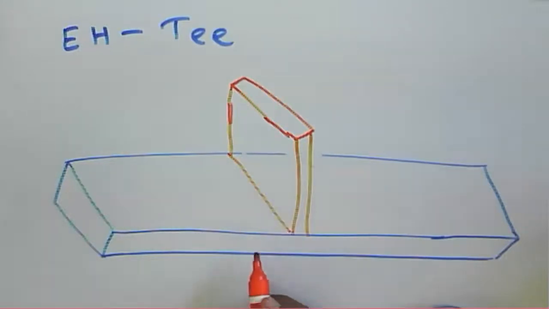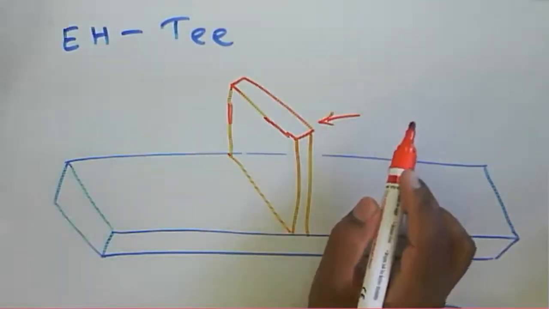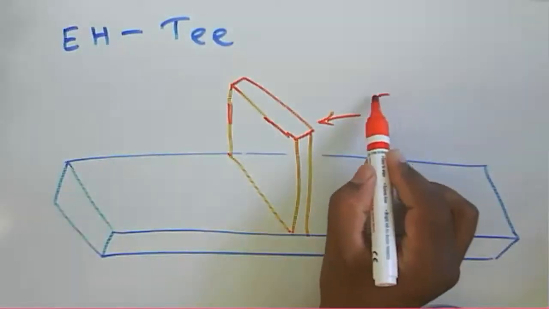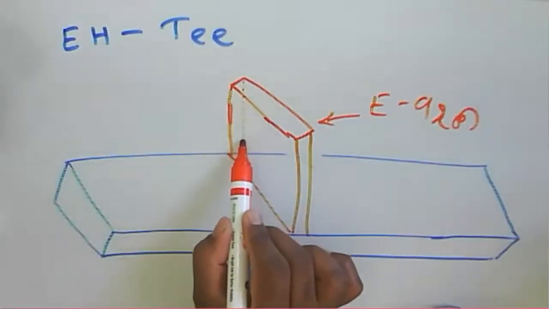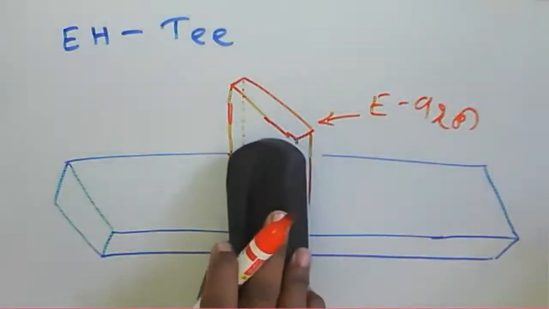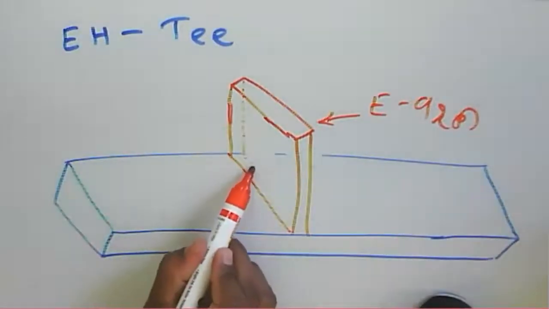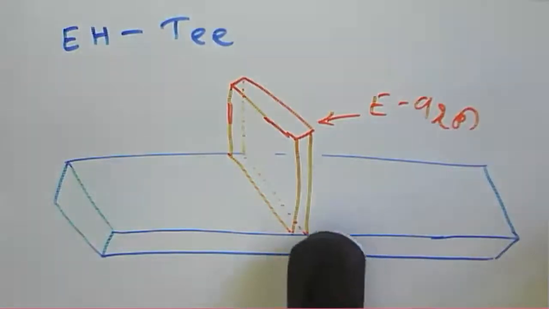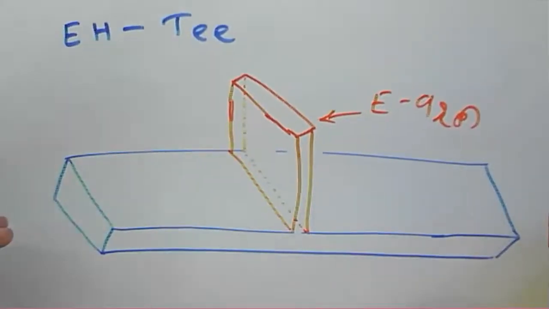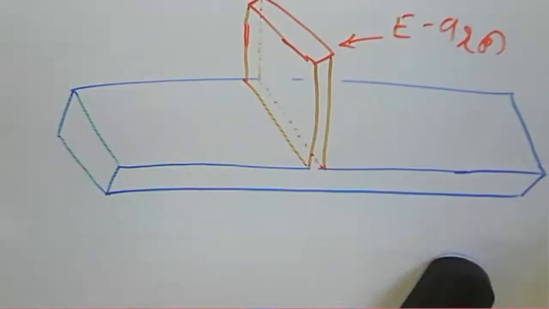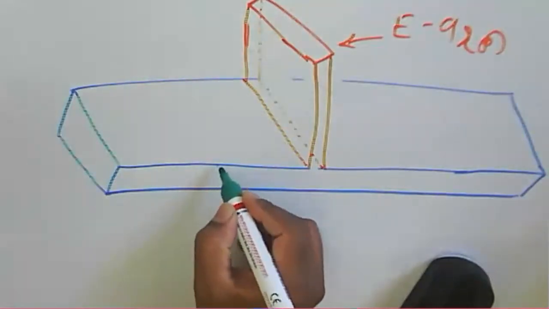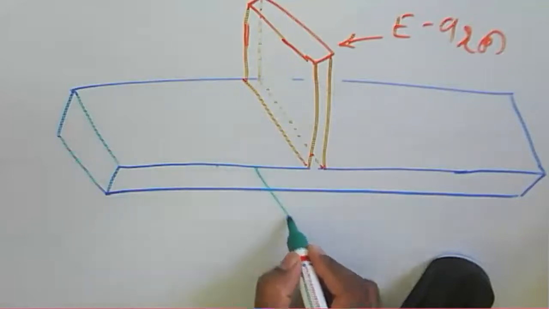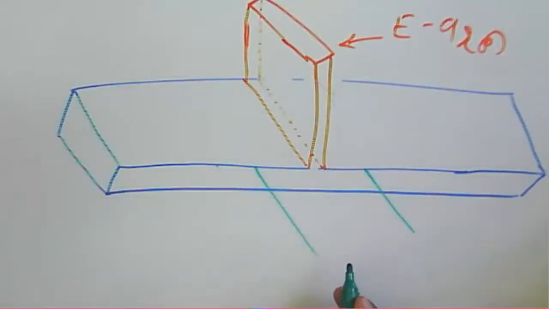Now this one is about our E arm here. Now next, we have to draw this H arm here.